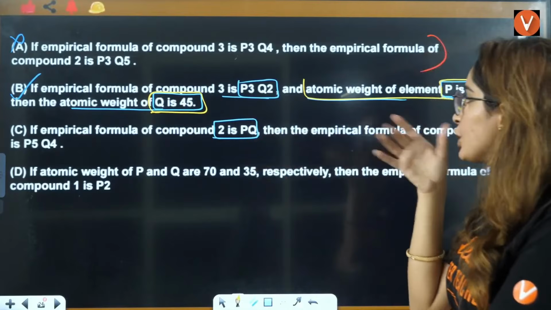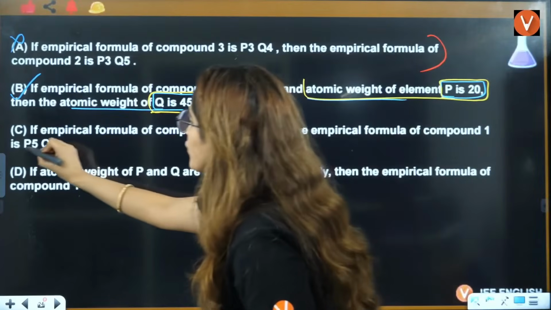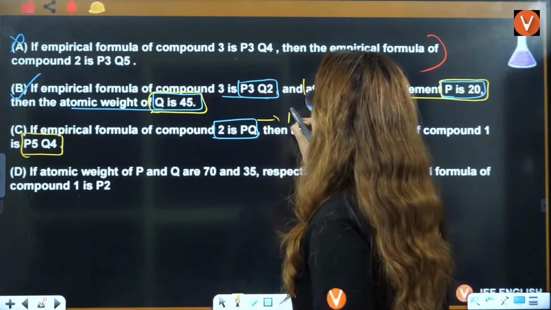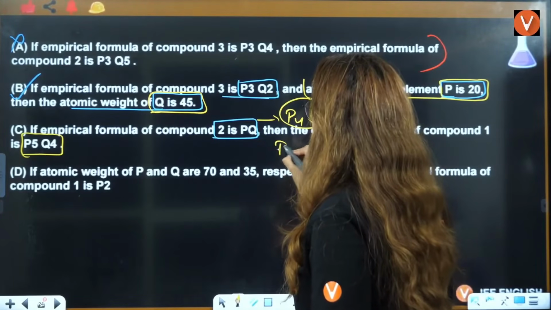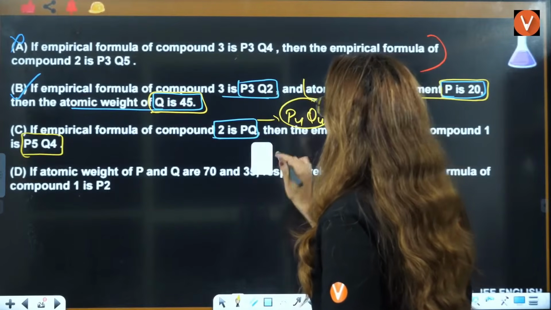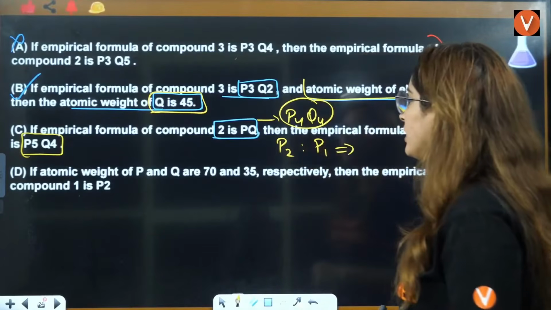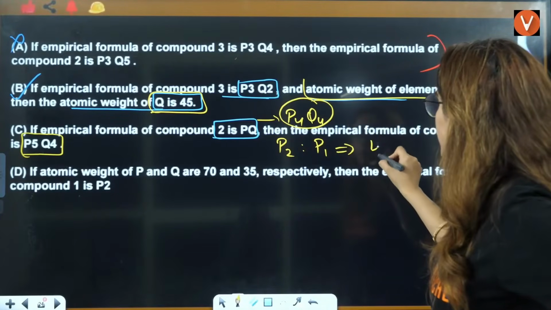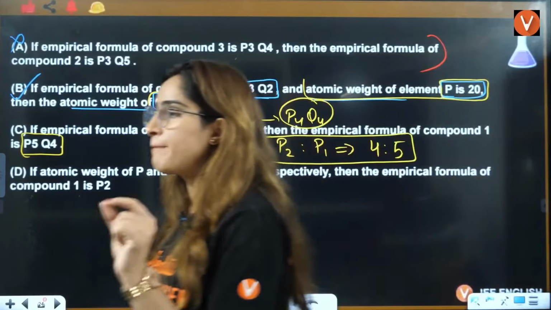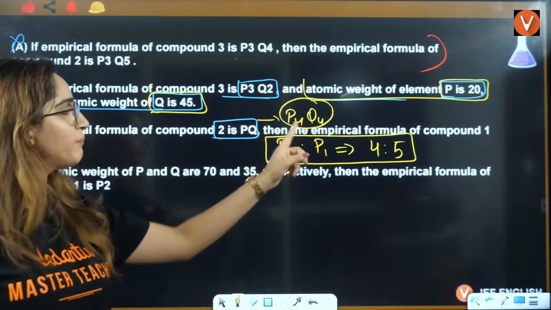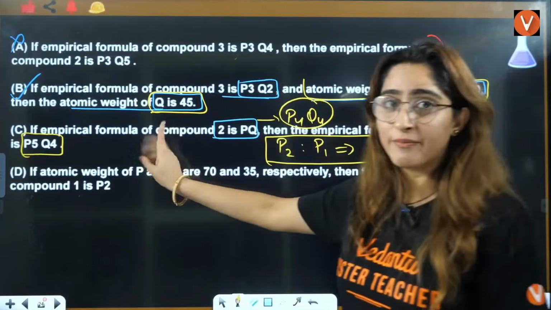But here what you will do is verify from the data. If compound 2 is PQ, and I want to make Q constant, this will become P4Q4. That means from this data, the ratio of P in compound 2 to P in compound 1 is going to be, in compound 2, P is 4, in compound 1, P is 5. So the ratio has to be 4:5 from the data also. Only then the statement will be correct, right?